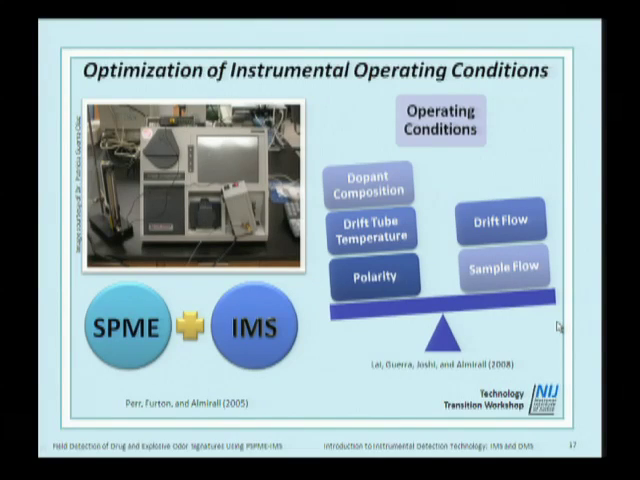So the ability of us to see these peaks, these instruments for these specific compounds, depends on the different operating conditions. So we can change the dopants to selectively ionize that compound. We can change the drift tube temperature to prevent the compound from breaking down as it travels through the drift tube. We can change the polarity, if a certain compound might be seen in the positive mode but not the negative mode. We can also change that drift flow that impedes movement through the drift tube or increase the sample flow. So you have to find a balance with all of these operating conditions in order to be able to detect a large suite of these volatile chemical signatures.